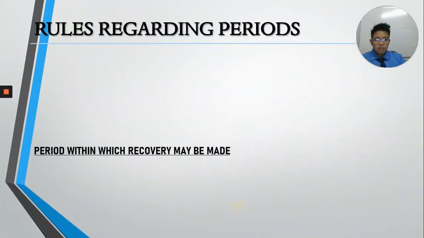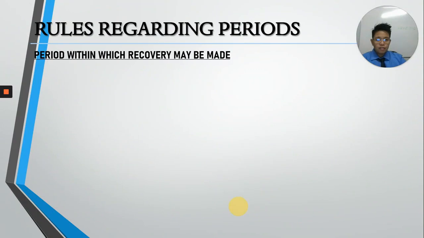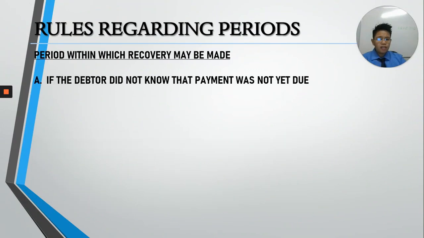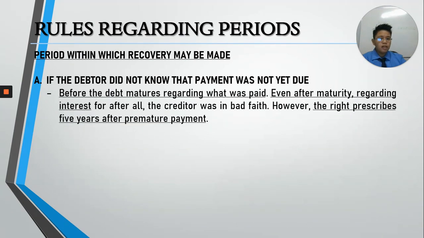So again, class, these are the rules on recovery as restated. So if the debtor is not aware that the payment is not yet due, obviously, class, he can recover before maturity what he has paid plus fruits and interest. So kung ang due date ay, again, anong araw ngayon? February 3. So let us say ang due date is March 3, pero binayaran niya ng February 25. So yun ang pagkabayad niya.